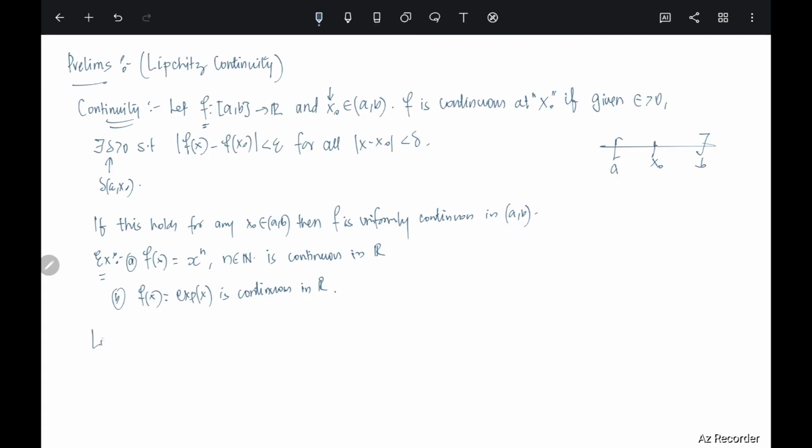So let me just define what is Lipschitz continuity. Okay, so what you have is this. This concept of continuity depends on a point x0, right? So this is kind of a local concept.